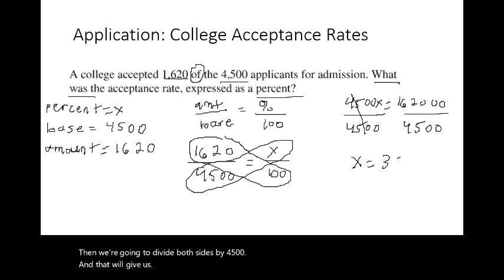So in this case, this is percent, so your units are going to be percent. That means that this college had a 36% acceptance rate. They only accept 36% of the total applicants.